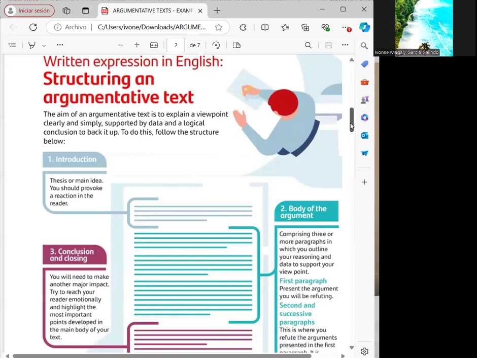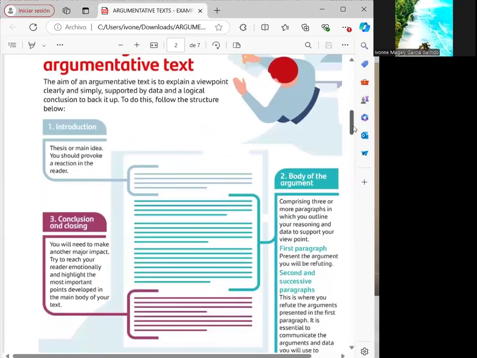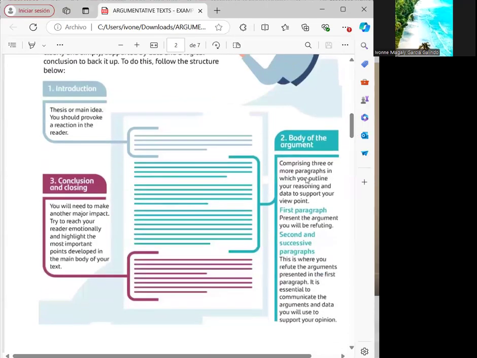Here we have the structure, how to structure an argumentative text. Introduction: the thesis is the main idea. You should provoke a reaction in the reader. The body of the argument, comprising 3 or more paragraphs in which you align your reasoning and data to support your point of view.